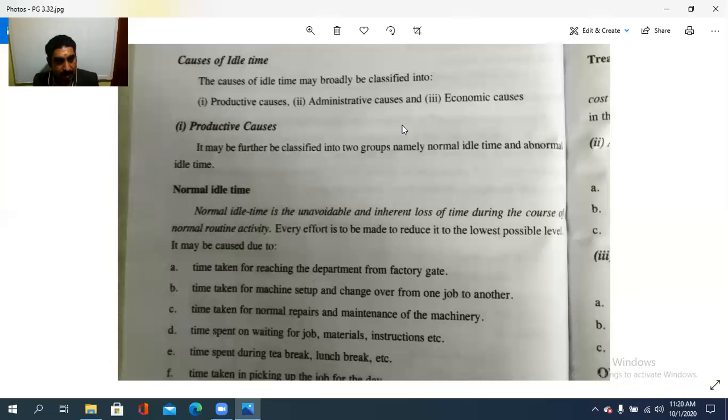Examples are, or it may be caused due to the time taken for reaching the department from the factory gate.